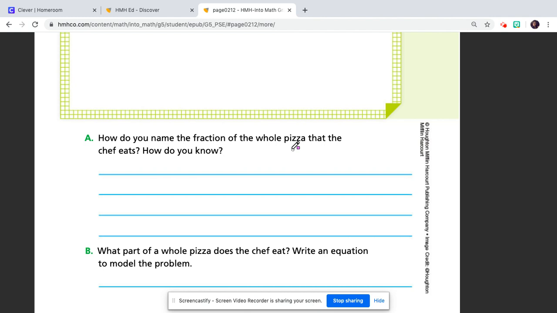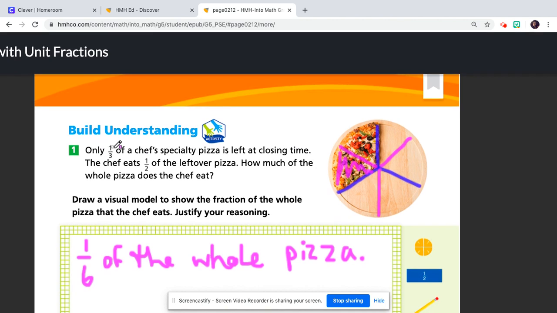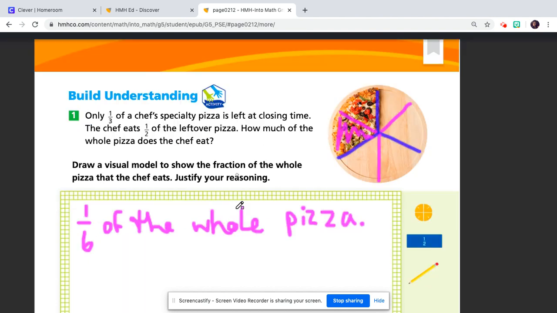Okay? So over here, how do you name the fraction of the whole pizza that the chef eats? So that's saying, how did we show that? And like I just said, we showed it because we cut the pizza into thirds. That's what it started with because that's what they told us. We cut the pizza into thirds, right? Those blue lines. And then after that, we cut each of those pieces into half because that's how much he ate from the leftover pizza.